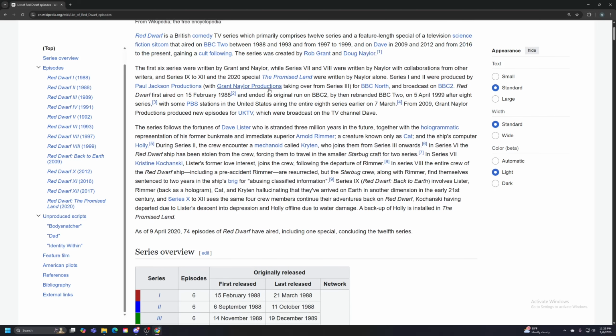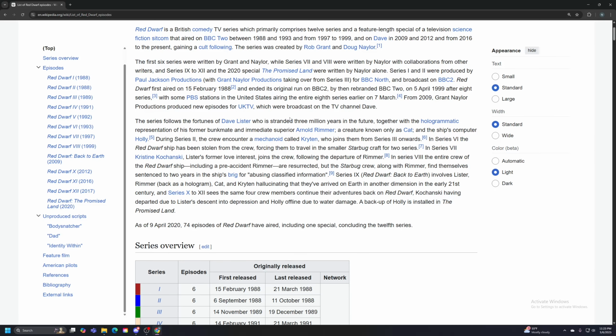The first 6 series were written by Grant and Naylor, while series 7 and 8 were written by Naylor with collaborations from other writers, and series 9 to 12 and the 2020 special The Promised Land were written by Naylor alone. Series 1 and 2 were produced by Paul Jackson Productions, with Grant Naylor Productions taking over from Series 3 for BBC North, and a broadcast on BBC Two.